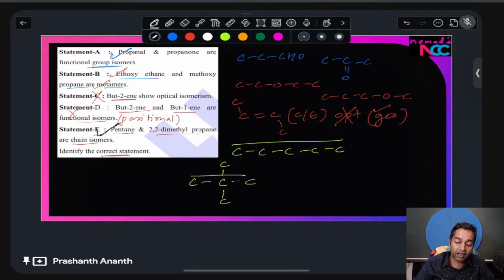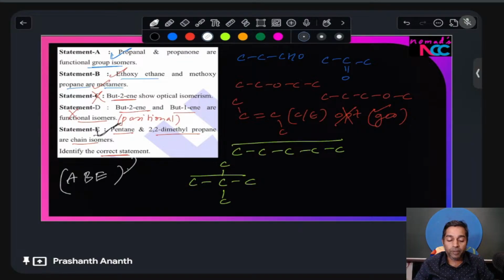A, B and E are correct. So the correct answer here is A, B, E. You are not going to have C and D being correct. C and D are wrong.